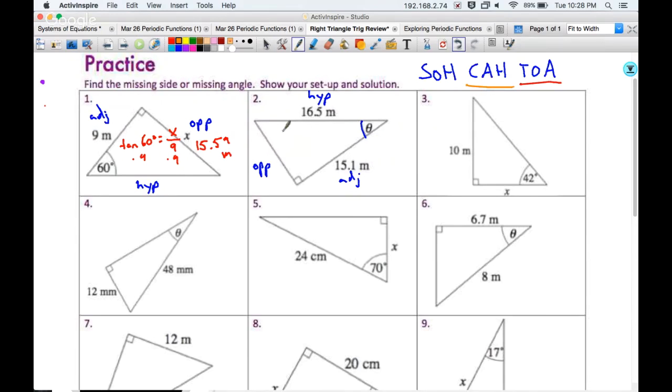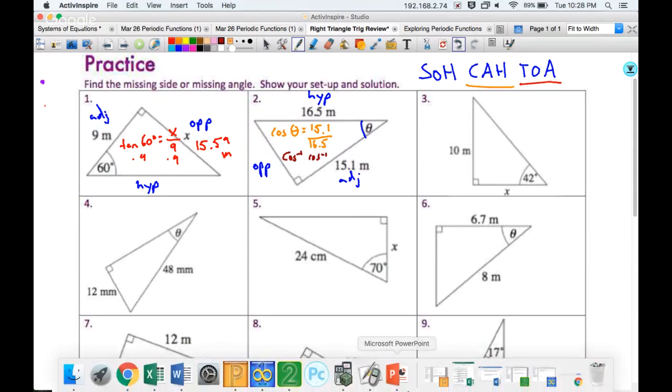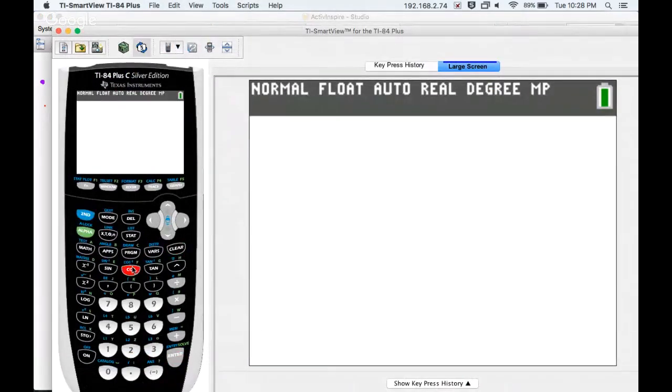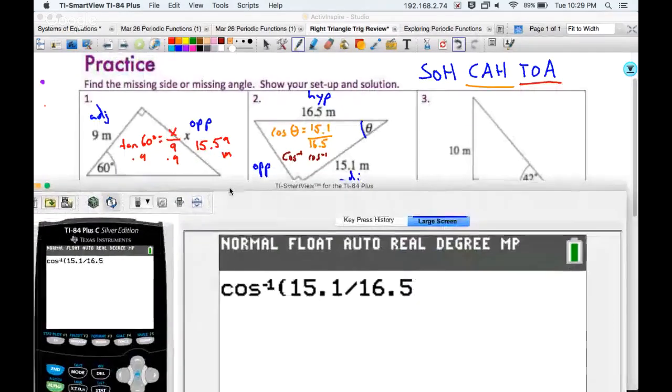That's right, cosine. So the cosine of theta is equal to the adjacent, 15.1, divided by the hypotenuse, 16.5. Now how do I get theta by itself? Well, I just simply do inverse cosine of both sides. So the inverse cosine of 15.1 divided by 16.5.